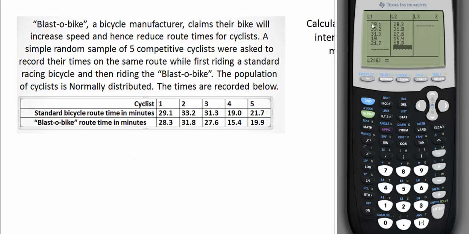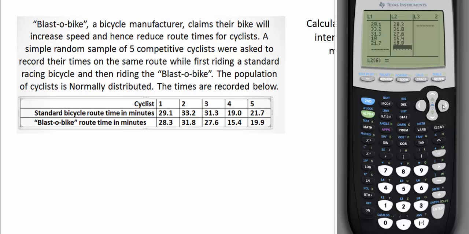So the first step is to put the standard bicycle route times in list 1. So I have 29.1, 33.2, 31.3, and so on. So I have the standard bicycle route times for all of the cyclists 1 through 5. Then in list 2, I will enter in all the times for cyclists 1 through 5 from the Blastobike. So for cyclist 1, this was 28.3 minutes, then 31.8 minutes for cyclist 2, and so on.